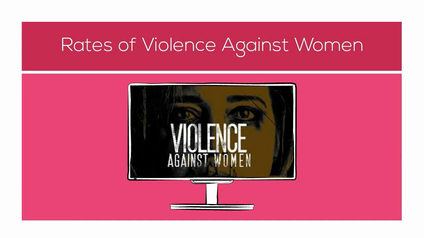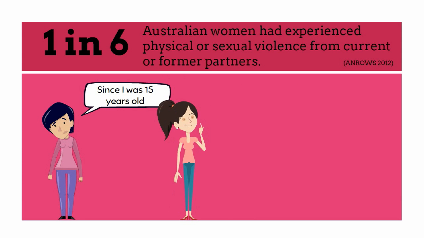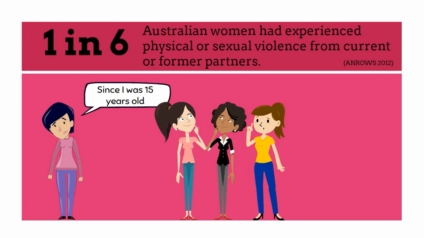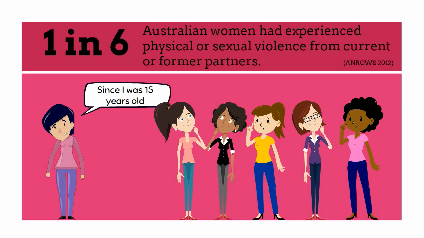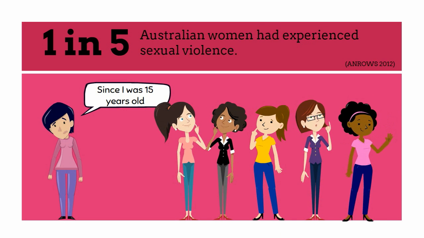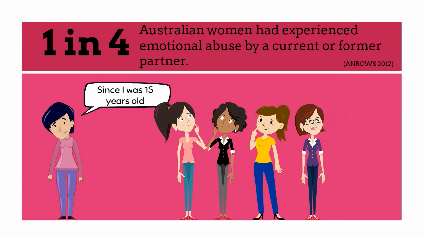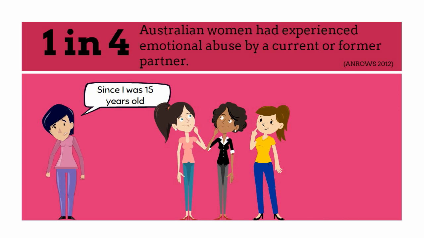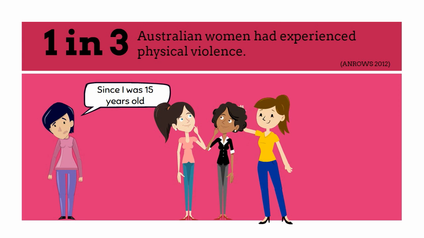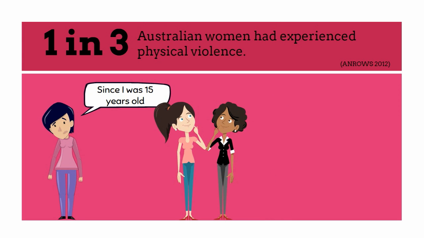The following four statistics give prevalence to the rates of violence against women, starting with 1 in 6 Australian women had experienced physical or sexual violence from current or former partners, whilst 1 in 5 Australian women had experienced sexual violence, and 1 in 4 Australian women had experienced emotional abuse by a current or former partner. And sadly, 1 in 3 Australian women had experienced some form of physical violence.